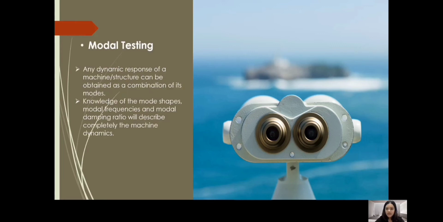For our next approach, we have modal testing. Natural frequencies, damping ratios, and mode shapes are determined through vibration testing. Once the dynamic properties of an elastic structure have been characterized, the behavior of the structure and its operating environment can be predicted and therefore controlled and optimized.